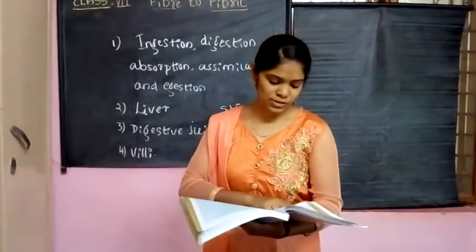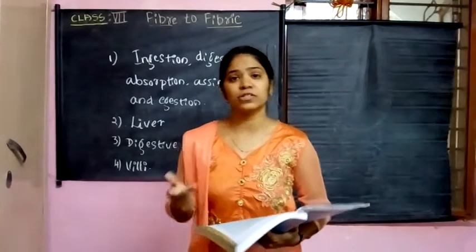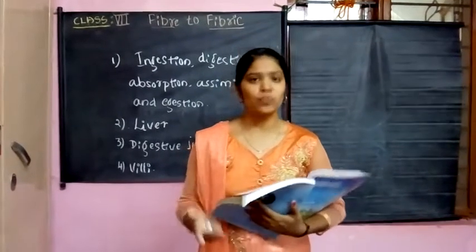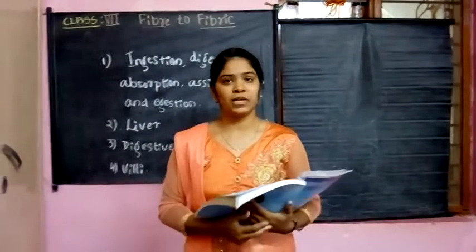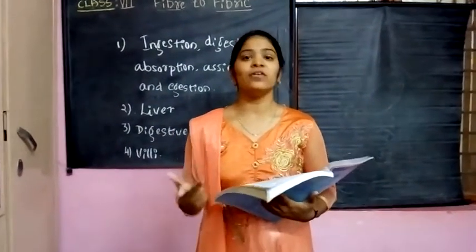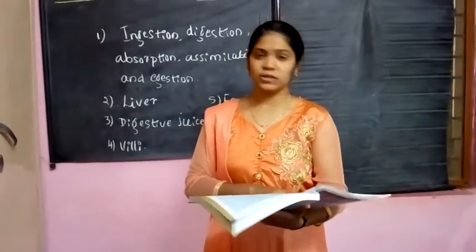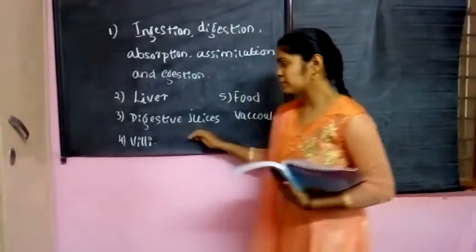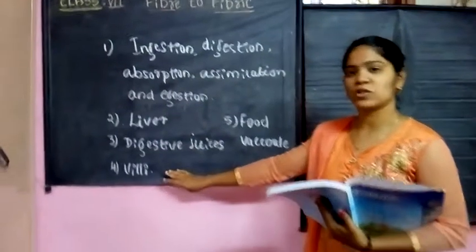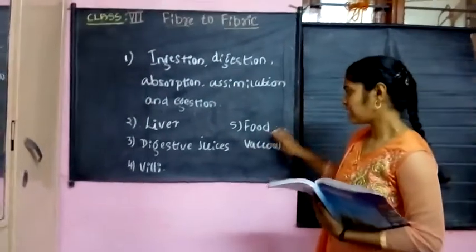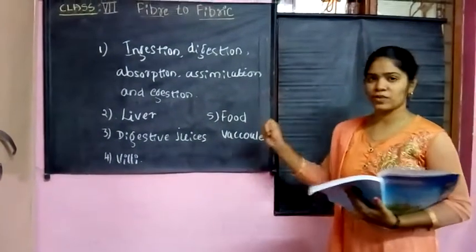The fourth question is, the inner walls of the small intestine have many finger-like structures. What are they called? As I told you, finger-like structures which are helpful for the absorption of food materials. They are nothing but the villi. The next question is, amoeba digests its food in the food vacuoles. Here I have written the fill in the blanks. Fourth one is the villi, finger-like structures present in the small intestine, and the food taken by the amoeba is digested in a food vacuole. These are the fill in the blanks.